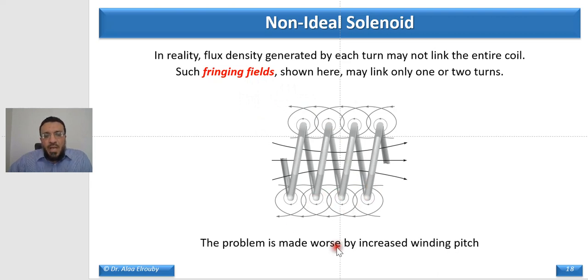So this is reality, and this fringing effect is increased, as we said before, when we have increasing winding pitch, when the windings are separated from one another by a larger distance. If it is a very dense solenoid, we don't have this problem. When we have a less dense solenoid, or the winding pitch is large, we have this fringing effect more.